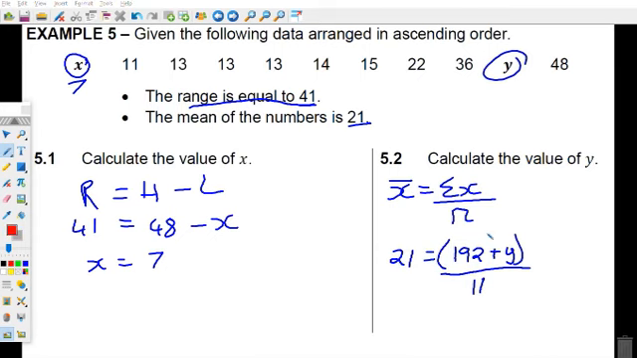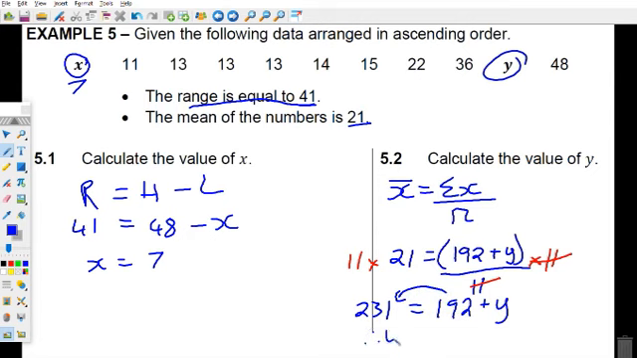We're going to say times by 11 on this side, times by 11 on that side. So this here is going to cancel. 11 times 21 is what? 231. Okay. 231 is equal to 192 plus y. So if it's plus 192 on this side, what are we going to do to that side? Minus. So therefore y is equal to what? 39. Okay.